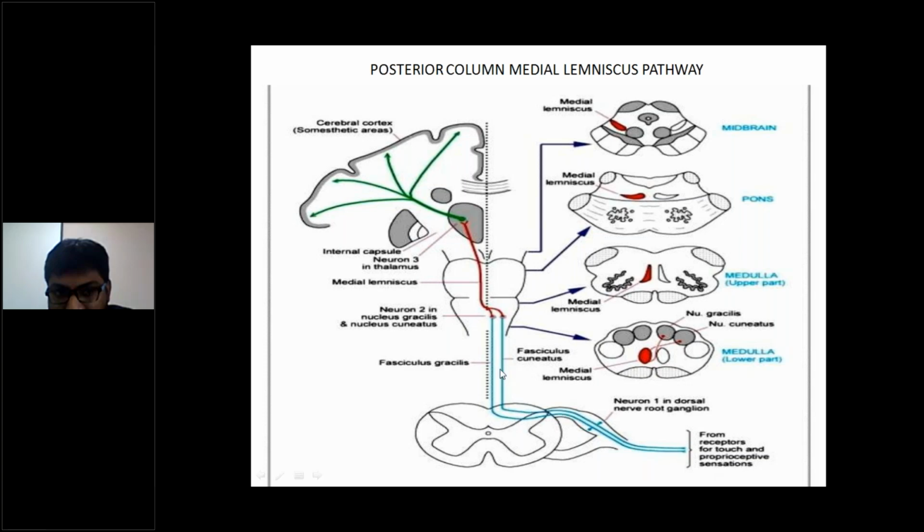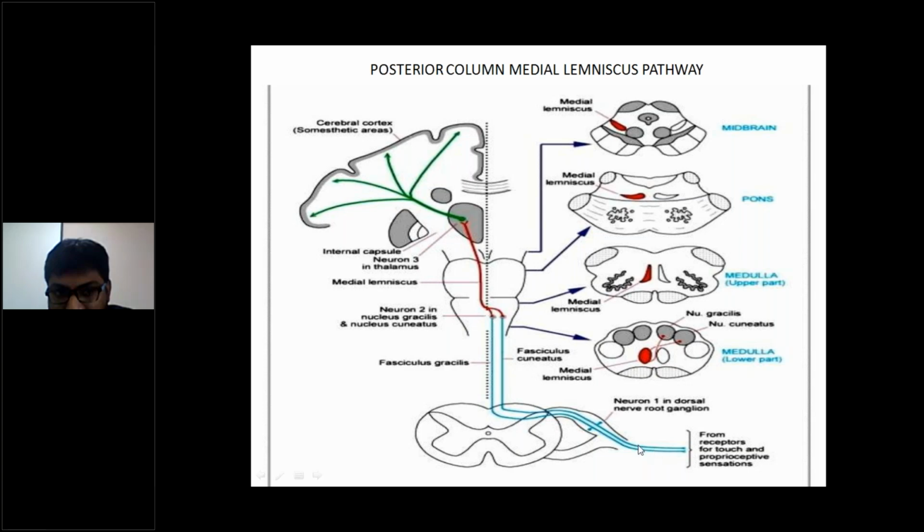So what is the lateral part? Fasciculus cuneatus. Middle part is gracilis. So remember this: lateral, cuneatus. Gracilis, medial. L is there in gracilis, so it is medial. Already one L is there, so it is not lateral. So this is gracilis, this is cuneatus, right?